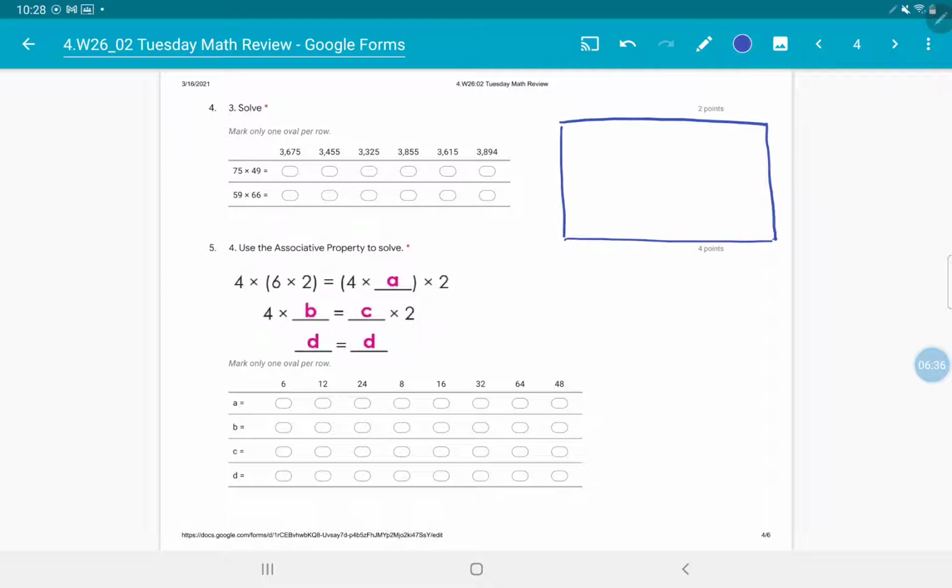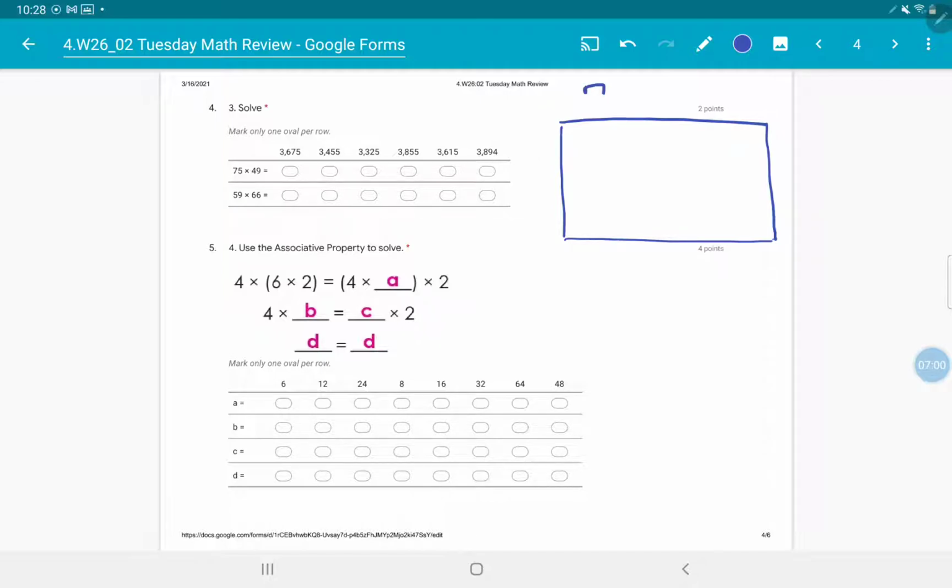Alright, so if I want my long side to be 75, how am I going to break 75 apart so that it will make it easier for me to multiply? Split it in half, and you put 70 in one part, and then 5 in another part. And then for 49, you split it another way, and you put 40 in one part, and then 9 in the other part.